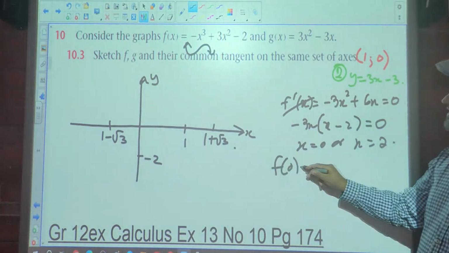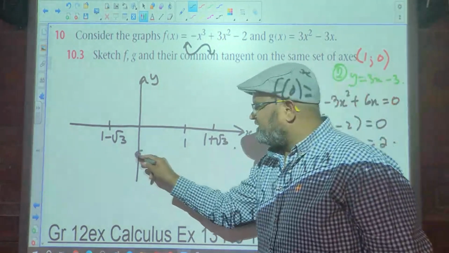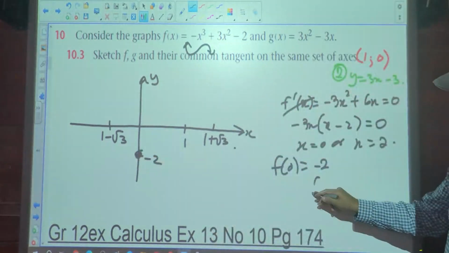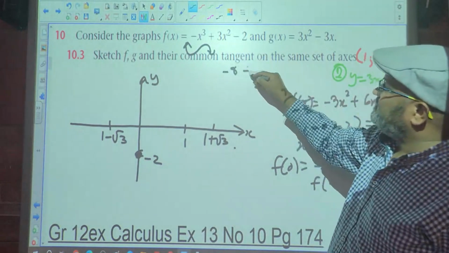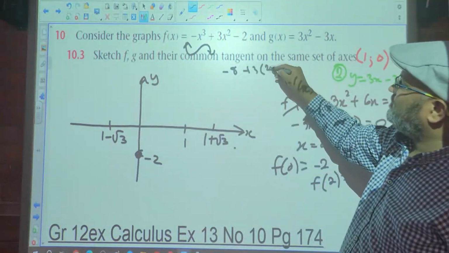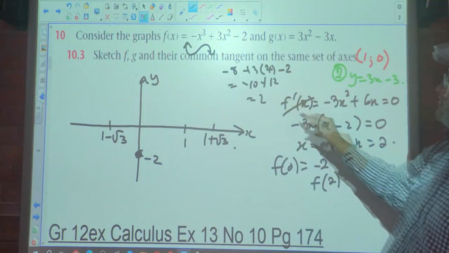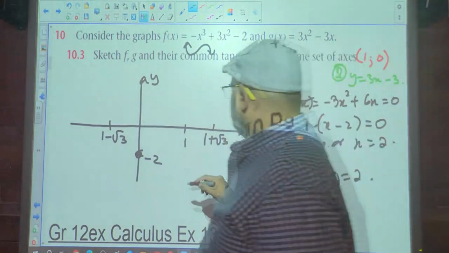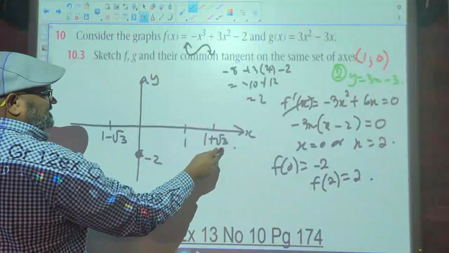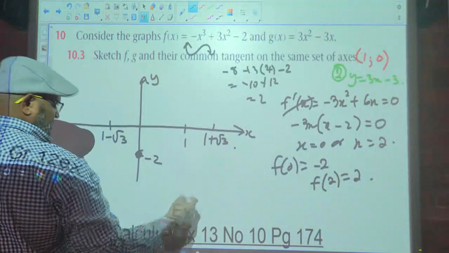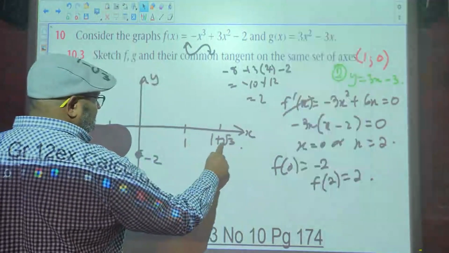But we know that f of 0 of course is minus 2. The graph is going to turn on this point here. And of course f of 2. I'll put 2 in here, I'm going to get negative 8 plus 3 times 4 minus 2, which is negative 10 plus 12 is 2. So 2 and 2. That 1 plus root 3 was 2 comma something now, or 3 comma something. What was it? 2 comma something. Okay. That's a bit over.